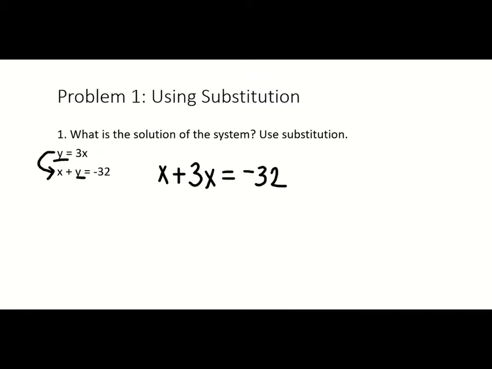And then simplify your answer. x plus 3x is 4x. And then divide both sides by 4 to find that x is negative 8.